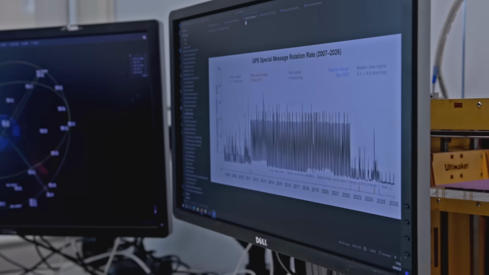The other thing you can do with these messages is count how often it changes, how often it changes per day. Roughly speaking, the entire constellation of satellites, most of the time about 31 of them, are all sending the same message at the same time. Then they all switch over in a fairly short period of time to a new message. But the period of time the constellation is sending a message has varied over time.